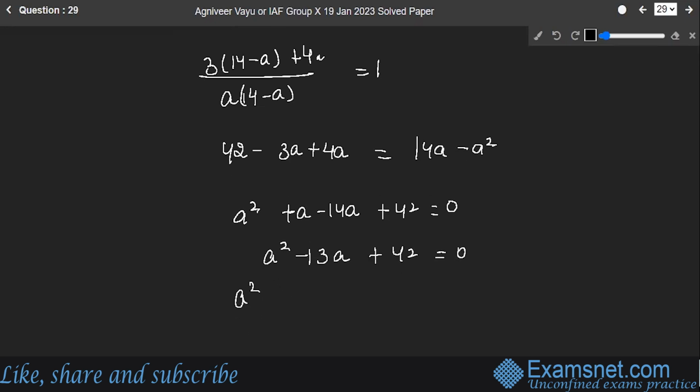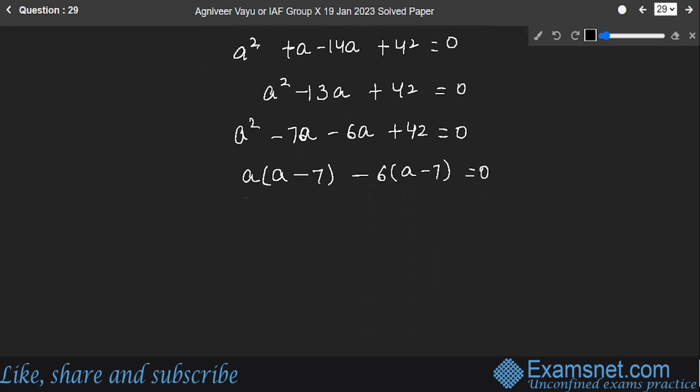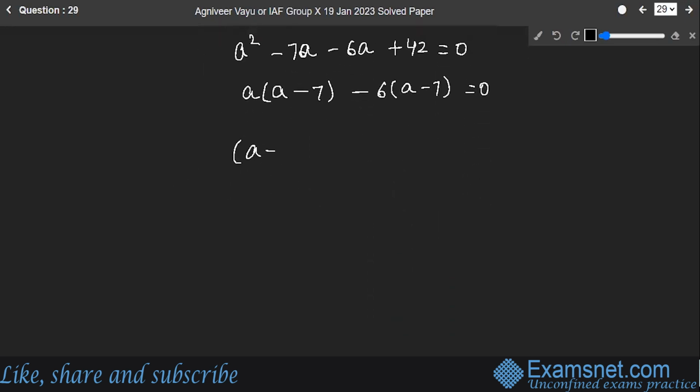Let's find the two factors. So this will be a square minus 7a minus 6a plus 42 is equal to 0. a into a minus 7, minus 6 into a minus 7 is equal to 0. So the two factors will be a minus 6 or a minus 7 is equal to 0. So a can either be 6 or 7. From here, b will be equal to 8, and here b will be equal to 7.